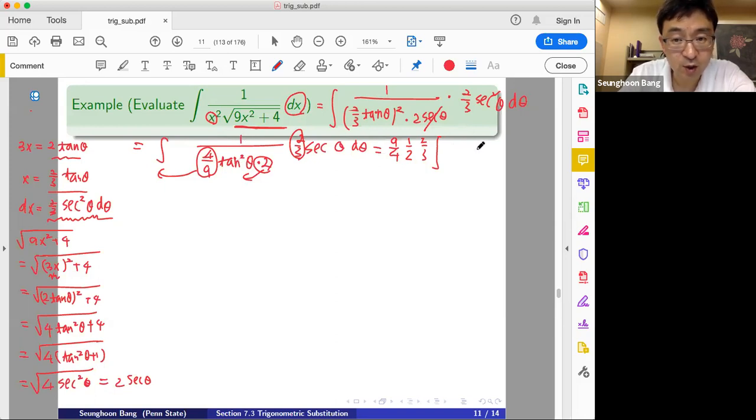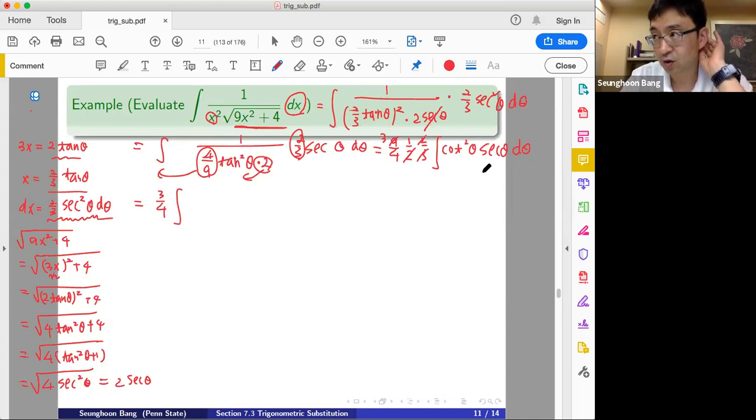The 1 over tangent squared is exactly cotangent squared of theta times secant theta. So we have it. You have to simplify. The 2 is crossed out. The 3 is crossed out. Only the 3 over 4. So we have 3 over 4 times the integral. It's not easy to calculate the integral of cotangent squared times secant theta d theta. You can change it to sine and cosine functions.